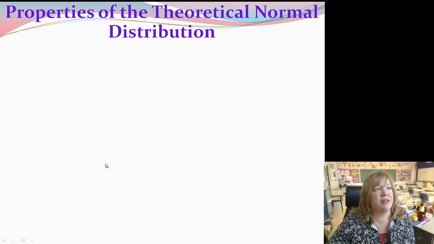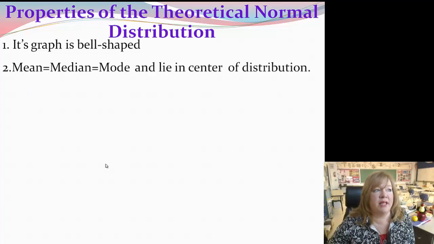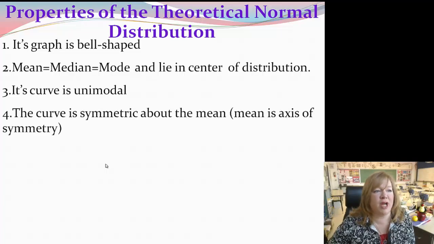So let's look at the theoretical normal distribution. The graph is bell-shaped. We know that. The mean equals the median equals the mode, and they lie in the center of the distribution. Its curve is unimodal. Bimodal, you'd have two humps. The curve is symmetric about the mean, which means the mean is the axis of symmetry. It divides it exactly in half, and that'll come into play later because we'll get to the areas under the curve and so on.